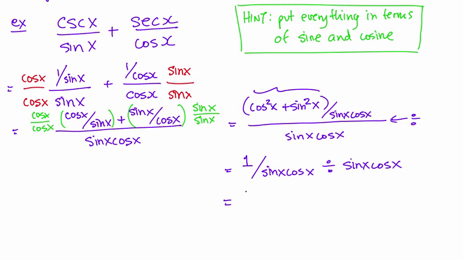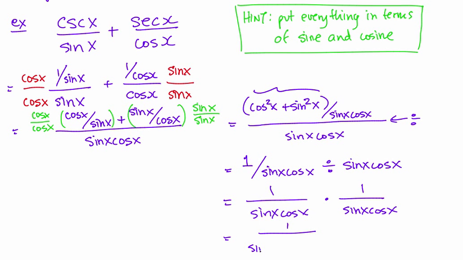And division is the same as timesing by the reciprocal, 1 over sine x cos x. And so 1 times 1 is 1. Sine times sine is sine squared, and cos times cos is cos squared. And that's about as simplified as I'll go with this one. There's a few other steps I could do.